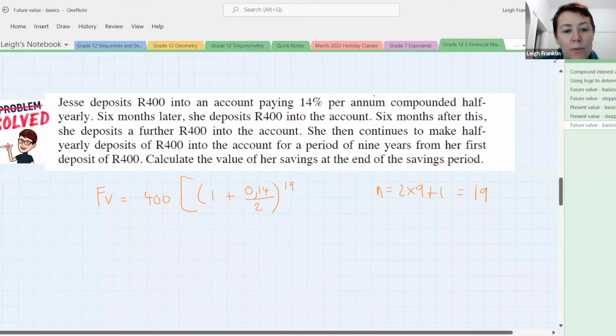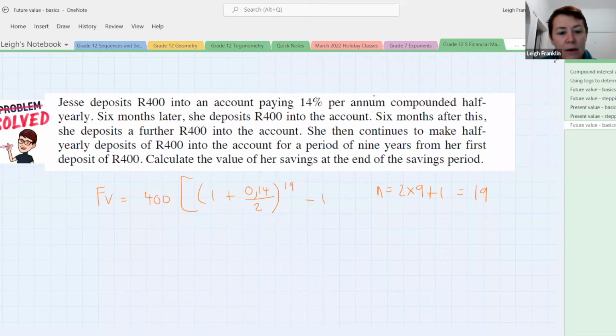So that will be to the power of 19 minus 1, all over 2. Now you can calculate our future value, or Jessie's future value.